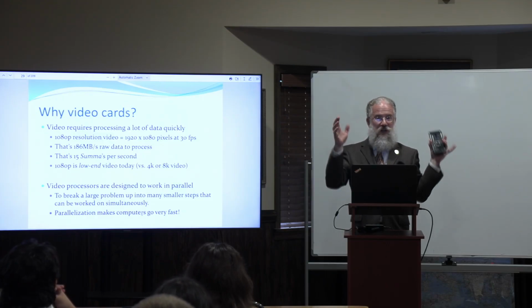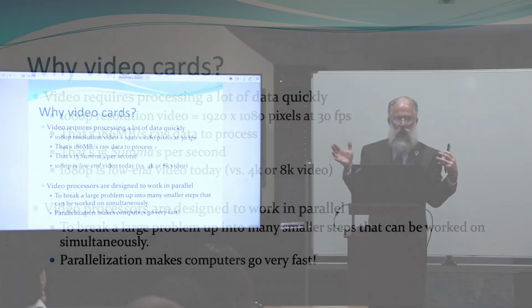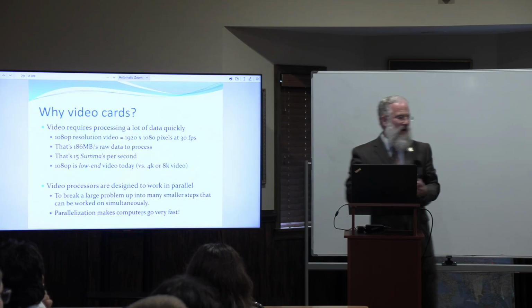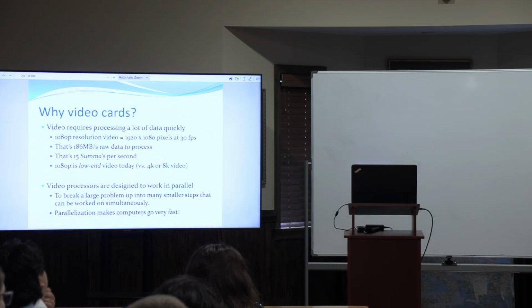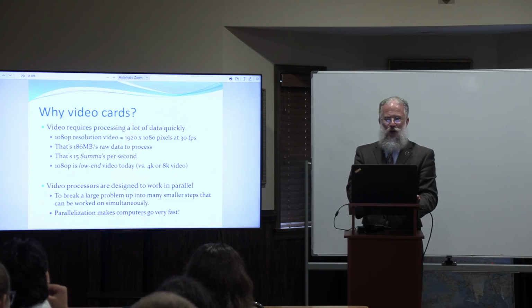Video even more so. Video is even bigger than images. 1080p video is 1920 by 1080 pixels at 30 frames per second. That's 186 megabytes per second of raw data to process when you're running 1080p video. That's 15 Summas a second. And when you're just playing a 1080p video, you're running through 15 Summas a second worth of data that ultimately is getting dealt with and sent to a display. And 1080p is low-end video today, compared to 4K or 8K.